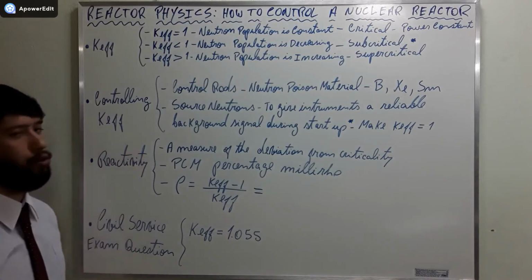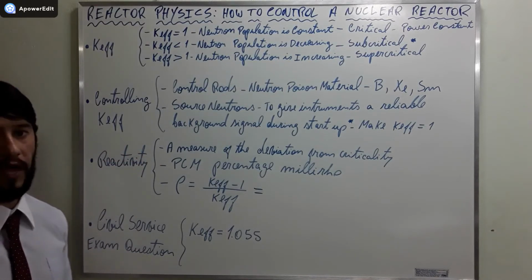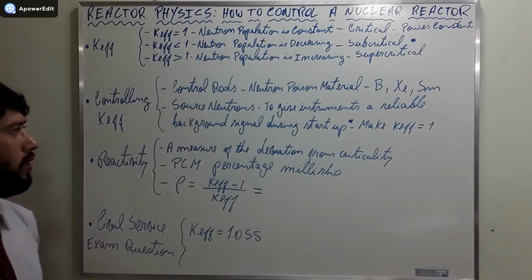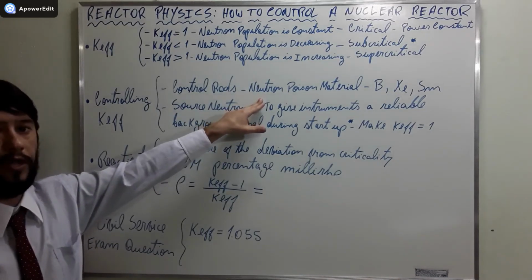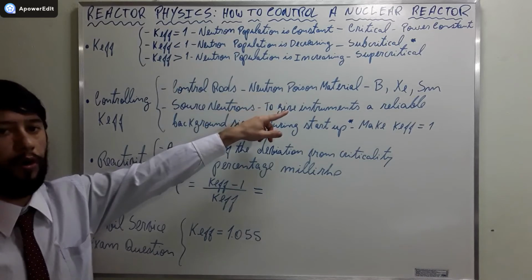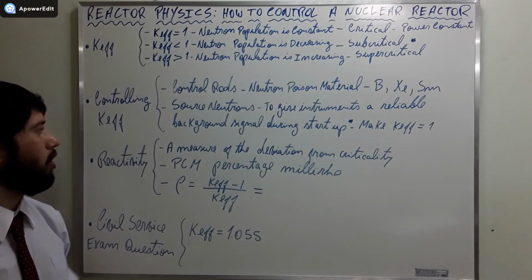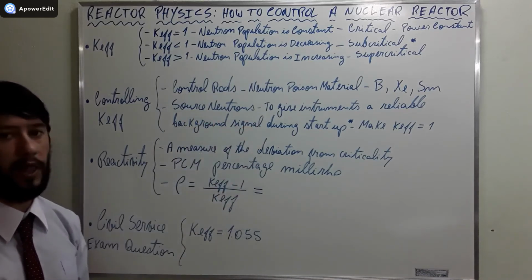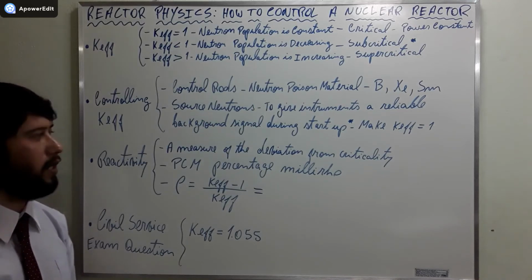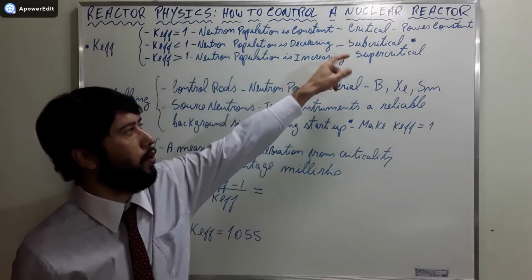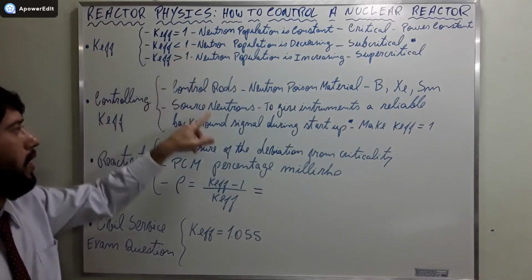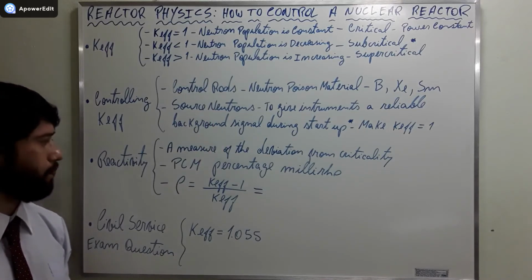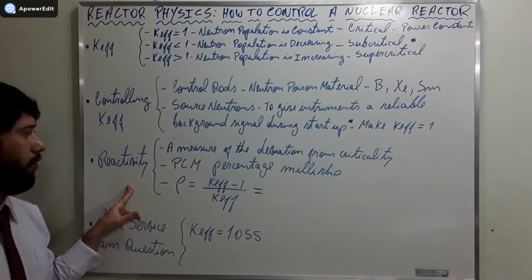Now let's consider how to control K effective. K effective can be controlled using control rods or source neutrons. Control rods have neutron poison materials that will absorb neutrons, such as boron, xenon, and samarium. Source neutrons come from material put in the core to give instruments a reliable background signal during startup. If the reactor is subcritical, K effective less than 1, and if there is no source of neutrons, neutron population would always be decreasing.